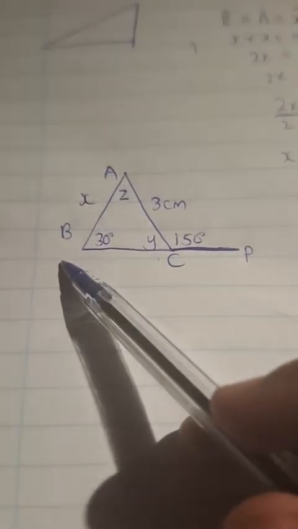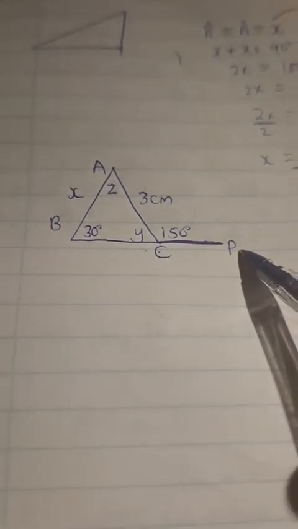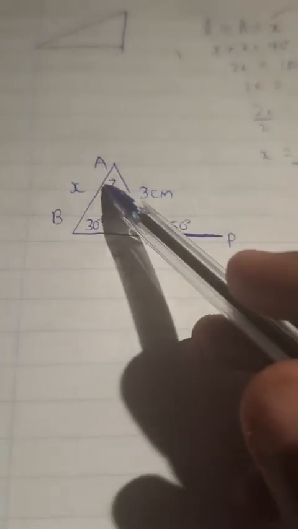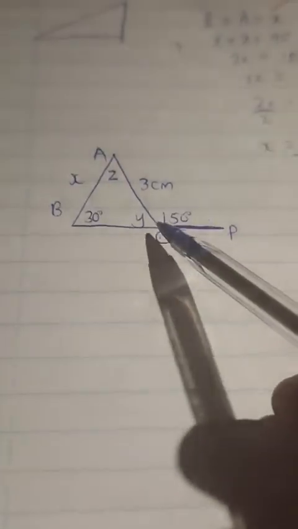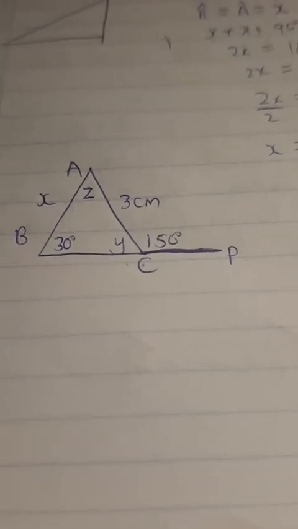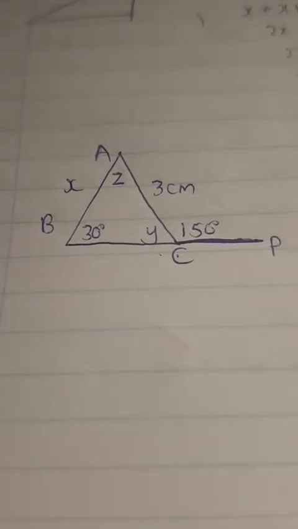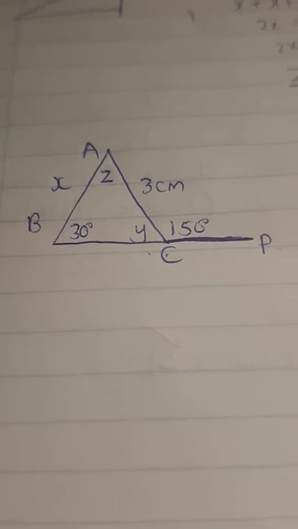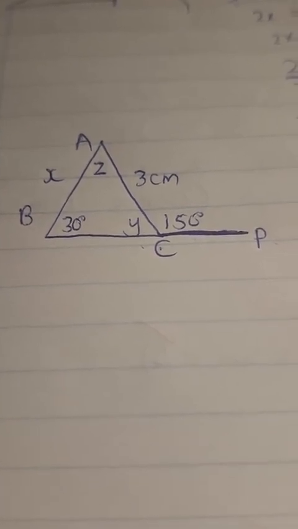This is A, B, C, and then there's P there. This is x, which is the length. This is z, the angle, and then this is y, another angle. We're supposed to find x, y, and z, and this AC is 3 centimeters. So what are our thoughts?